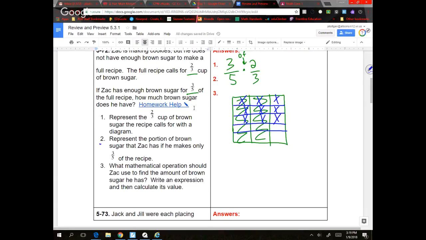All right. So remember, our answer is what's double shaded. So I have 1, 2, 3, 4, 5, 6 that are double shaded out of a total 15. And again, 3 times 2 is 6. 5 times 3 is 15. I could simplify that because I can divide top and bottom by 3 to get 2/5. That is the answer for the second one.